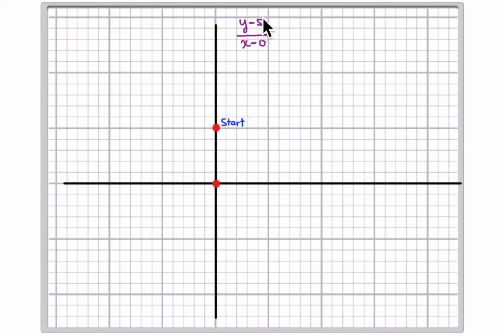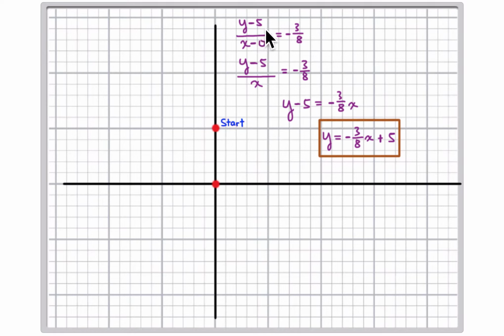over x minus 0. So what's the change in y? And this is talking about the slope triangle. And what's the change in x? Well, the change in y is y minus 5. So you have to take away these 5 units, move this down to the x-axis. And there is no change in x. You're already on the y-axis. You're not to the left or to the right. So you don't have to move this point at all.